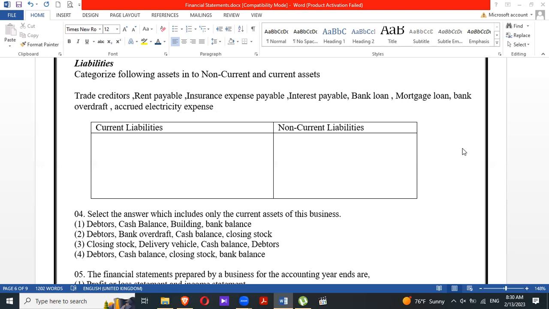Same as assets, liabilities also can be divided into two, non-current and current. Sorry, here there's a printing mistake, it should be liability. Please correct it in your copy. Categorize the following liabilities into current and non-current. Please do this activity quickly.